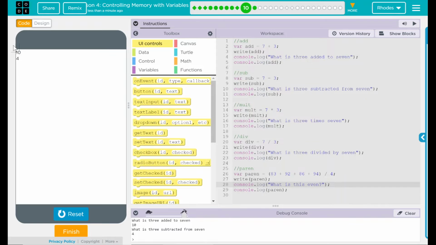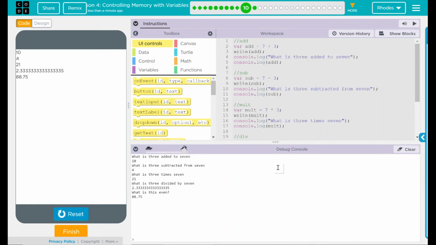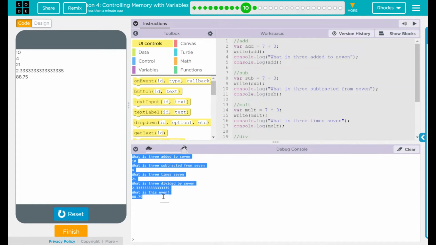When I hit reset and run, I should get my addition, subtraction, multiplication, division, and parentheses all to display both on my screen here and in my debug console. Let's see if that happens. I have my answers here: 10, 4, 21, 2.333333, and 88.75. If I come down to my debugging console, same thing. I have what is 3 added to 7, what is 3 subtracted from 7, what is 3 times 7, what is 3 divided by 7, and what is this even. So it all printed out good for me.